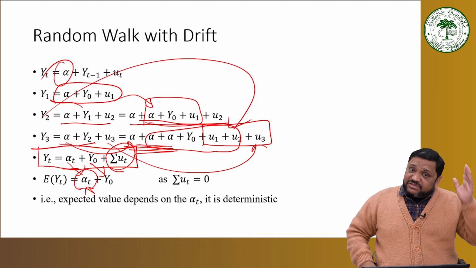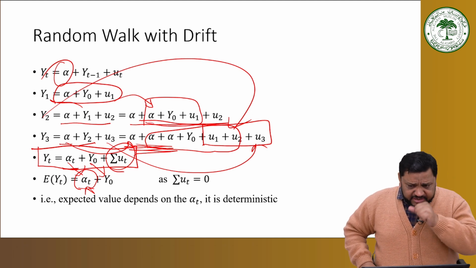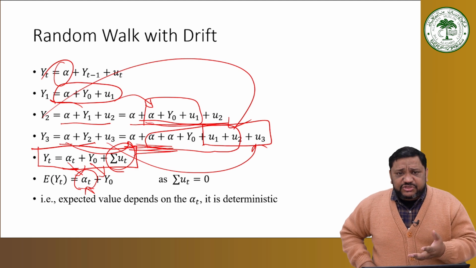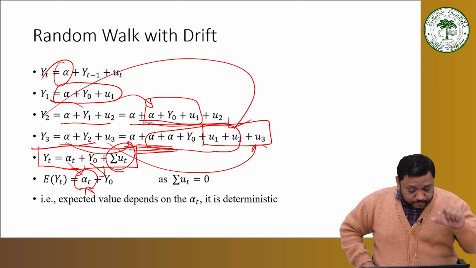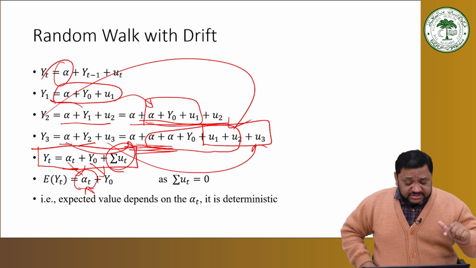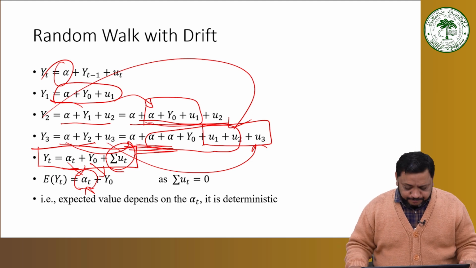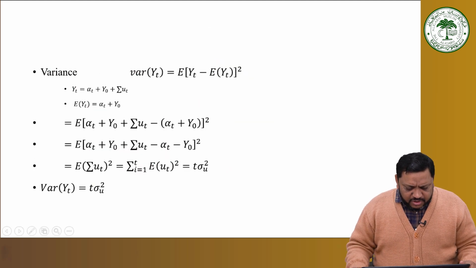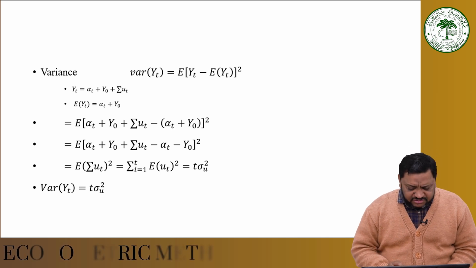In the previous case, the mean was fine. From the mean, it didn't give an impression that it is a non-stationary series. Only when we calculated variance did we come to know about it. But in this series, that is the random walk with drift, in the mean only we find that there is a time element. Then let us also check the variance.